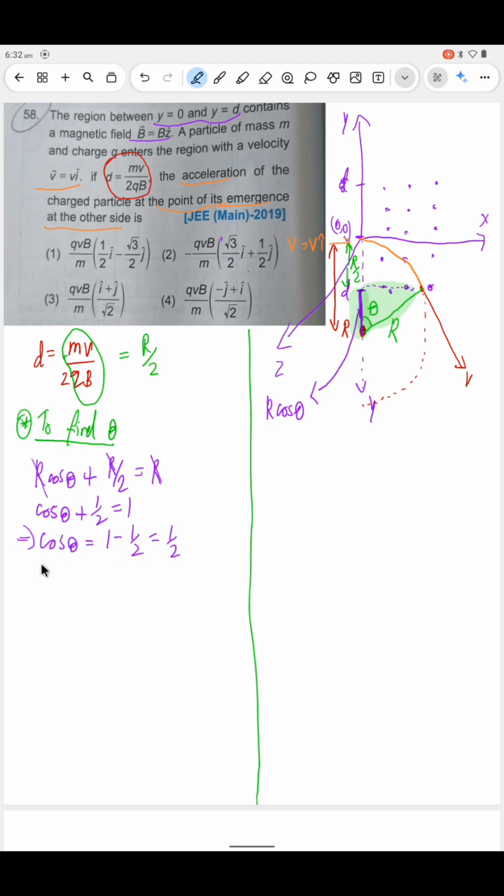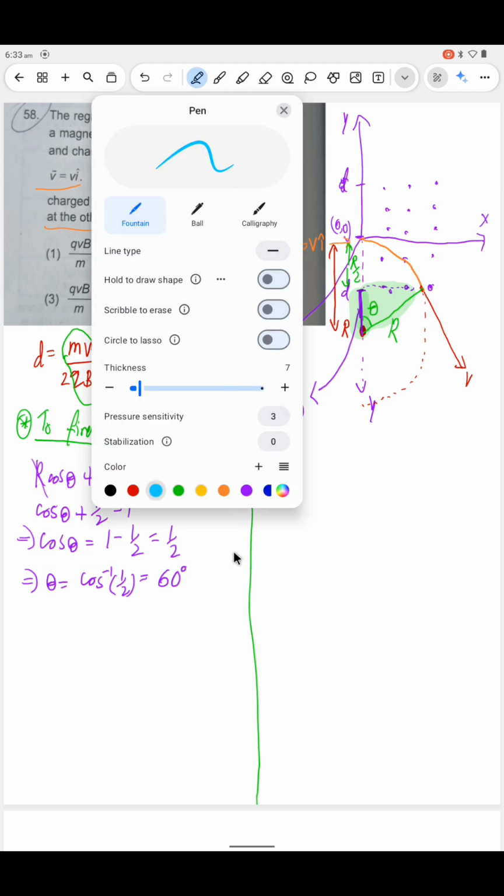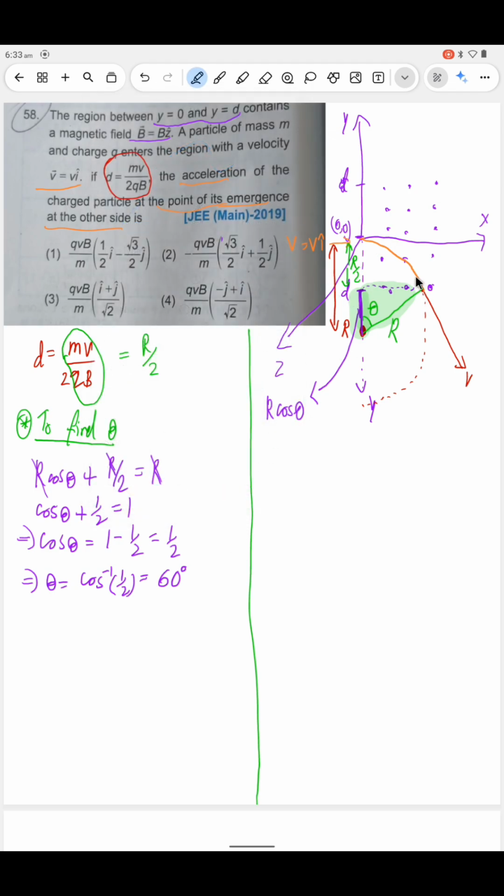If cos theta is equal to 1 by 2, that implies theta is equal to cos inverse of 1 by 2. Cos inverse of 1 by 2, we know, is 60 degrees. So we got the value of theta as 60 degrees. Now, if this is theta, that is 60 degrees, and you extend this, you will get here this is also theta.